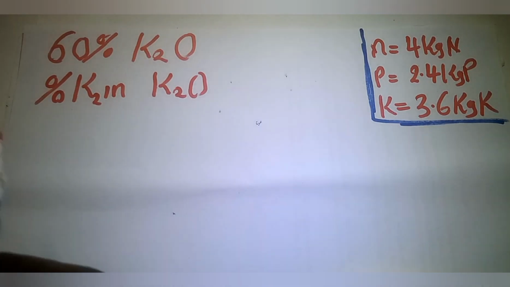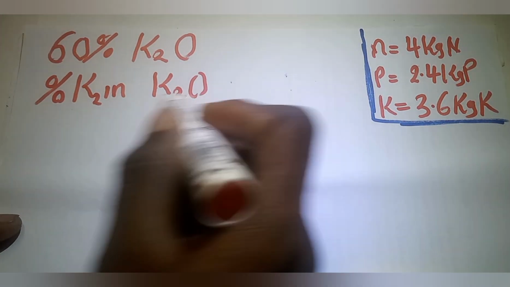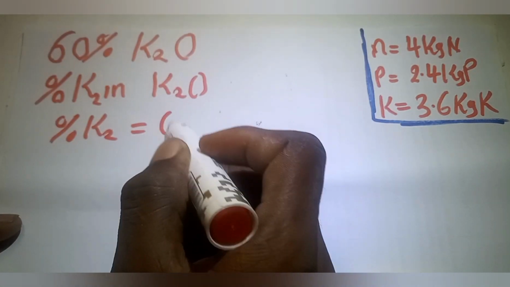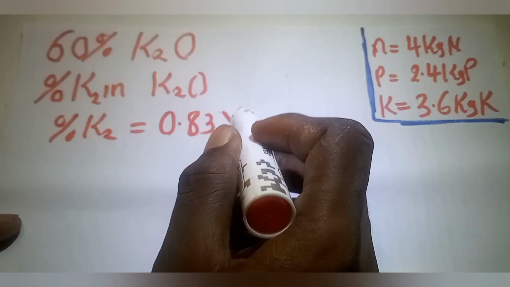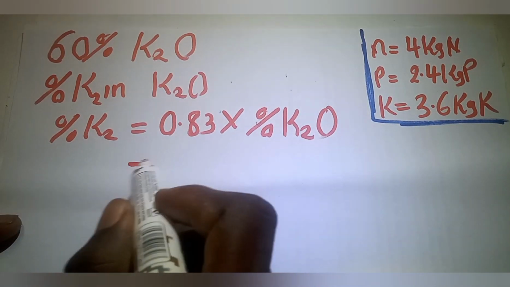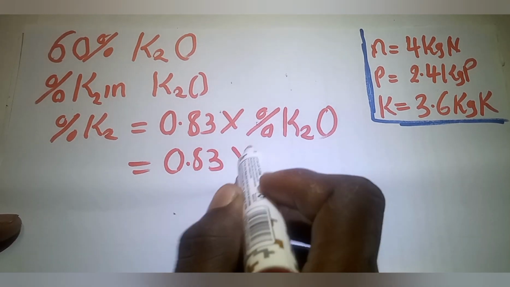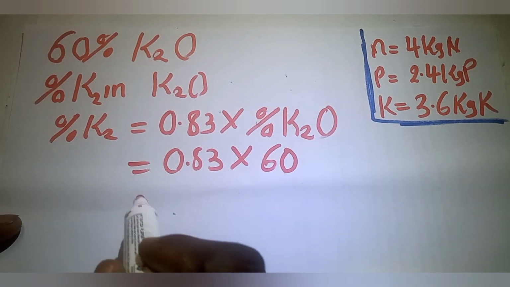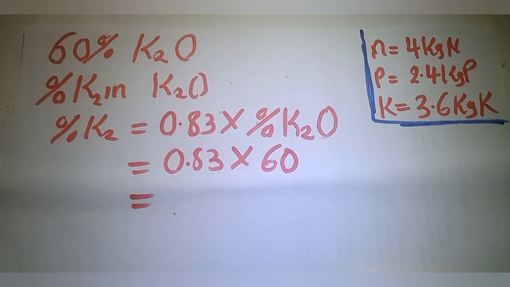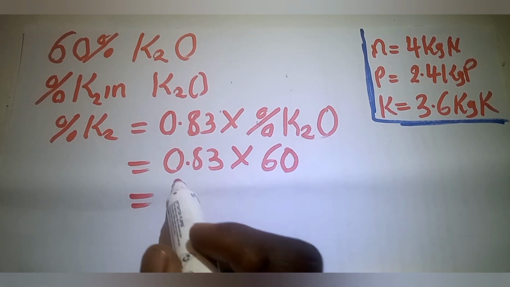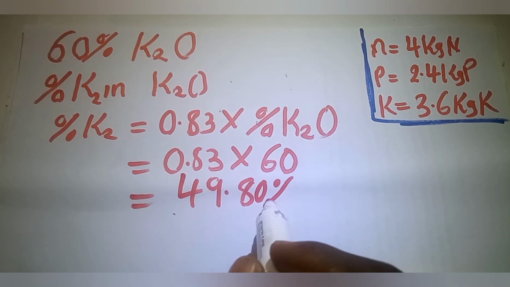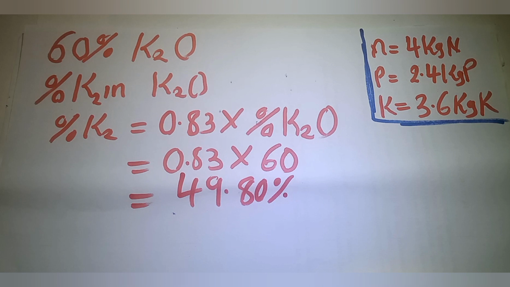How do I get that percentage? Just multiply it by 0.83 to get the percentage of K. Percentage of K is equal to 0.83 multiplied by percentage of K2O. Don't stress yourself. 0.83 multiplied by 60. So punch your calculator. 0.83 multiplied by 60. That is 49.8%. So that's the percentage of K in this compound.